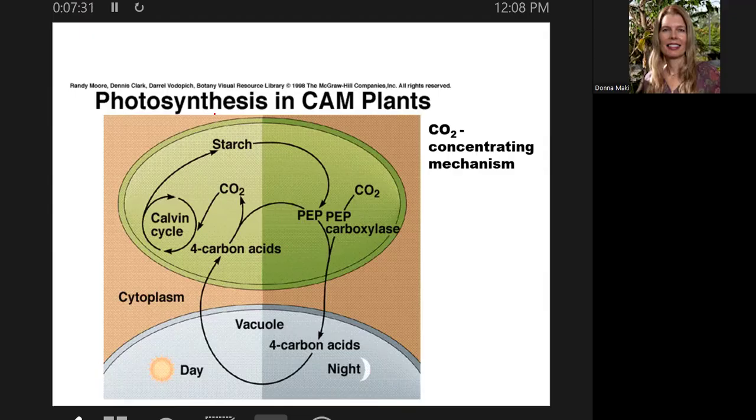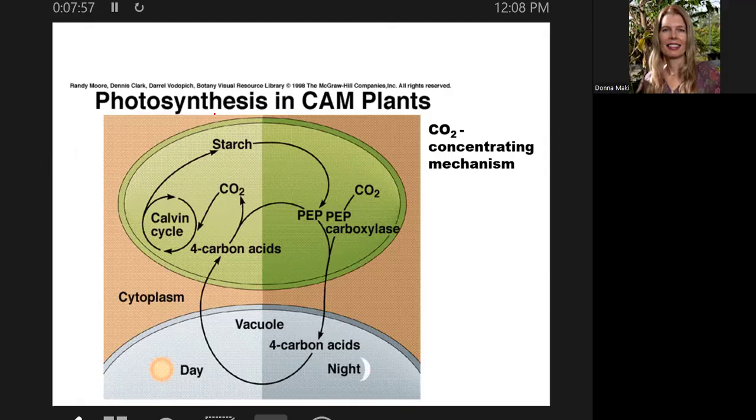What will happen? Oh my gosh, you'll dehydrate so quickly. And so that's not the best strategy. And so what they're going to do is keep their stomata closed during the day, and then they'll wait for the night when it gets cooler, much cooler, and a little bit more humid. Then they'll risk opening their stomata.